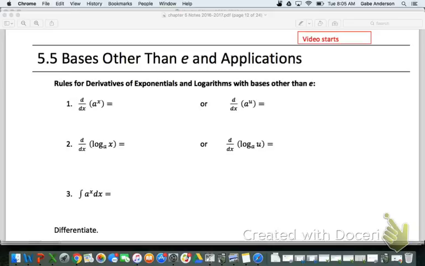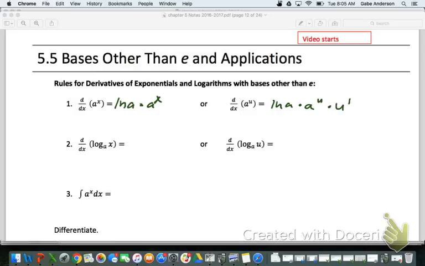So the derivative of a to the x is equal to ln of a times a to the x. I think I got cut off there on the video. ln of a times a to the x is the derivative of a to the x. Or, of course, if the exponent is something a little more complex than just an x, we'd have to use the chain rule. So we would get ln of a times a to the u times u prime.